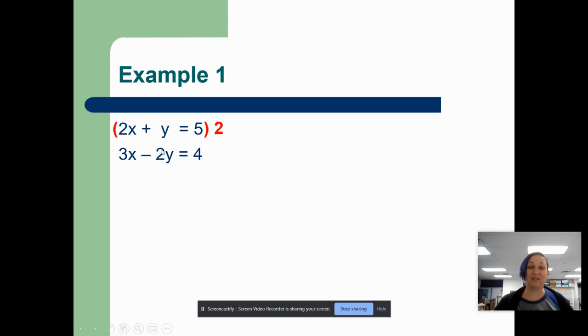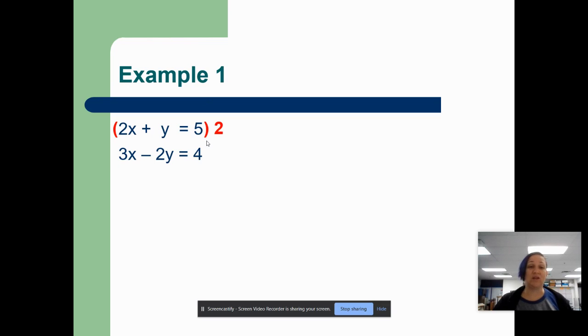So remember, the goal is to get them to have the same coefficient. I'm not going to try to eliminate my x's because I can't change a 2 into a 3 using multiplication, and I can't change a 3 into a 2 using multiplication. So you've got to pick which variable you can change into the other one.